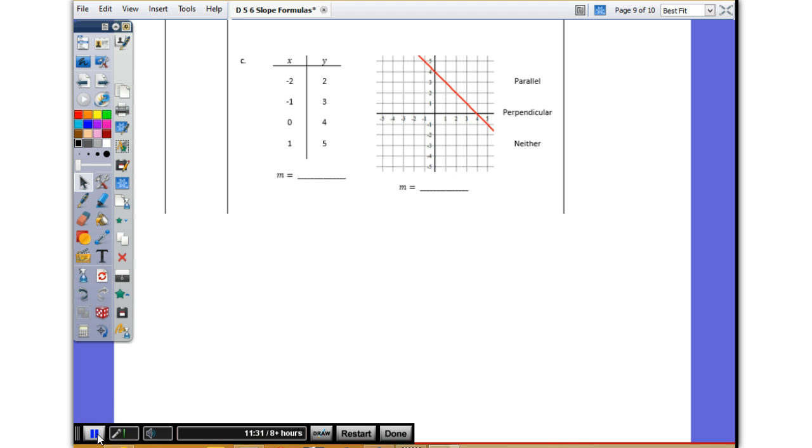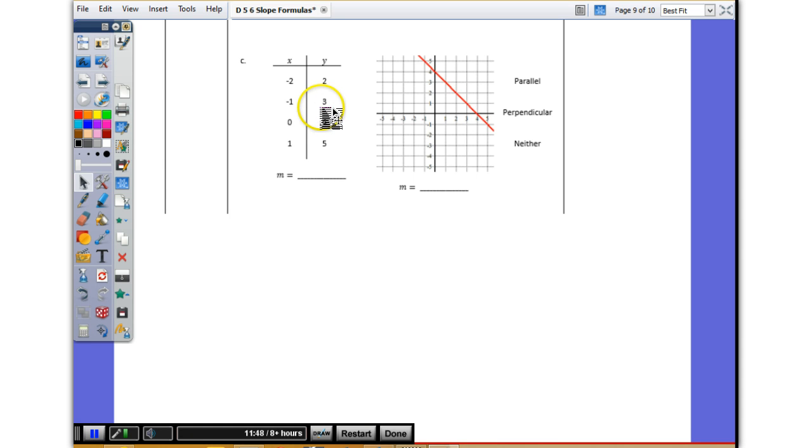So what did you get? What word did you circle? Neither. Neither? Who got neither? Raise your hand. Who got parallel? Everybody get perpendicular? All right, well, let's see who's right.